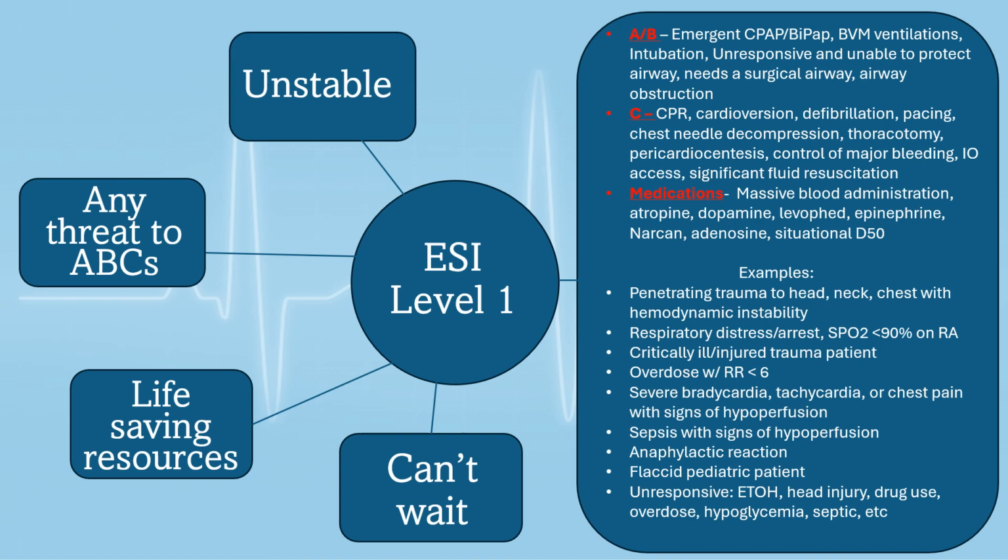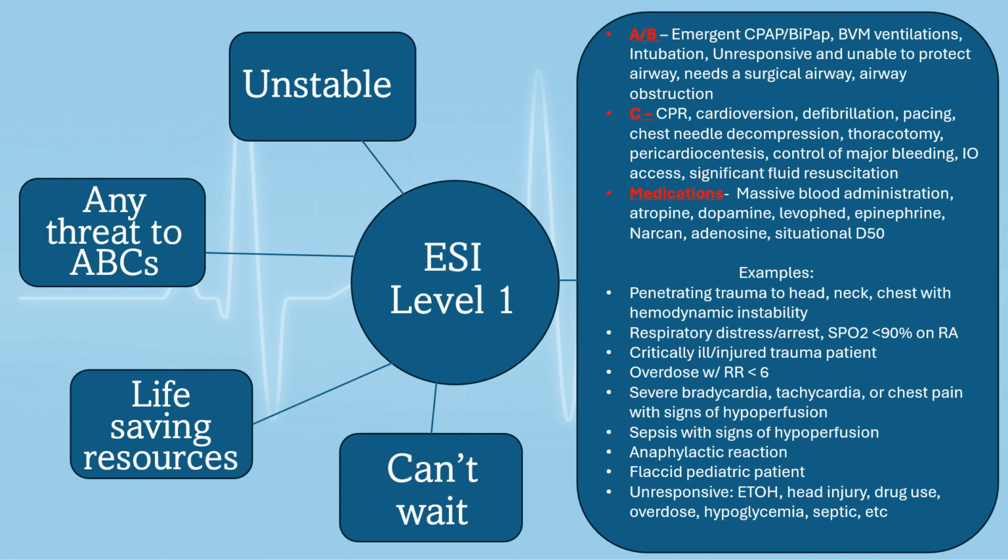You know, we always typically go for like your cardiac arrest patients, a level 1. But really think about anything that is a threat to ABCs. Some other examples of patients that are ESI level 1s: penetrating trauma to the head, neck, or chest, and if they are unstable hemodynamically, respiratory distress or arrest, critically ill or injured trauma patient, an overdose, again they might have to intubate, severe bradycardia, tachycardia, or chest pain with signs of hypoperfusion, sepsis with signs of hypoperfusion, which again we often don't put them as a level 1. They're probably level 2 in most of our triages.